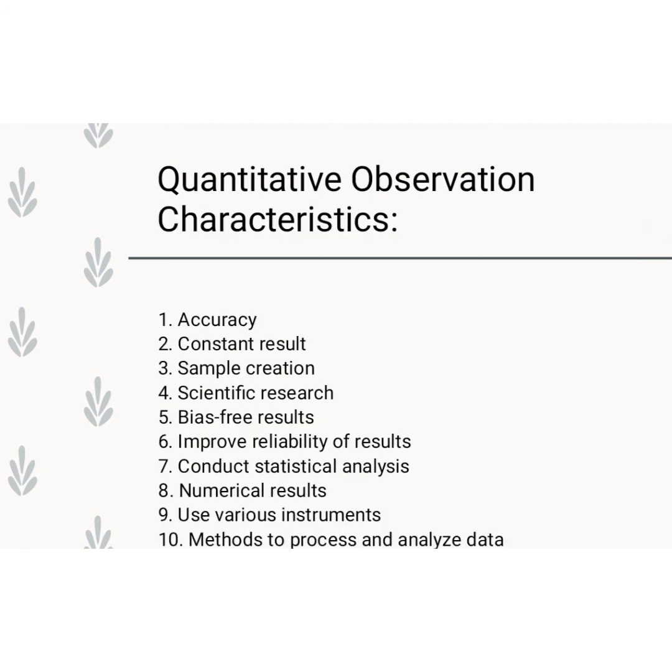Then here we are in the quantitative observation characteristics. So as you can see, there are 11 characteristics of quantitative observation. Number 1 is accuracy, number 2 is constant result, number 3 is sample creation, number 4 is scientific research, number 5 is bias-free results, and etc.